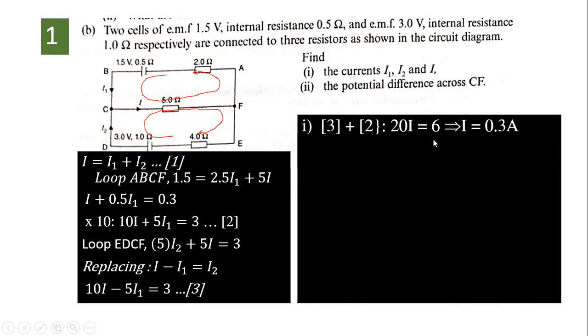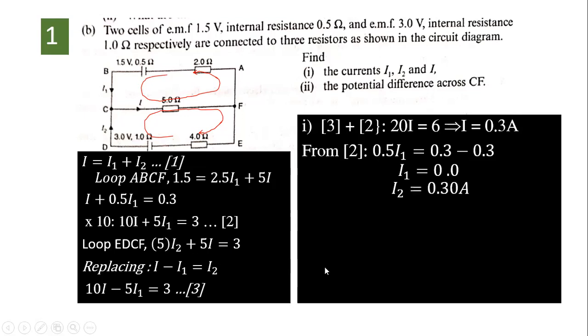And after that, you can do mentally or use calculator. And from 2, that's my equation 2. Instead of using times 10, I use this one: 0.5 I1. This I take across there. 0.3 minus 0.3 is 0. Okay, then I can use this one to find my I2. Right? This equation, same thing. Okay. Your I1 is 0. So I2 equals I.